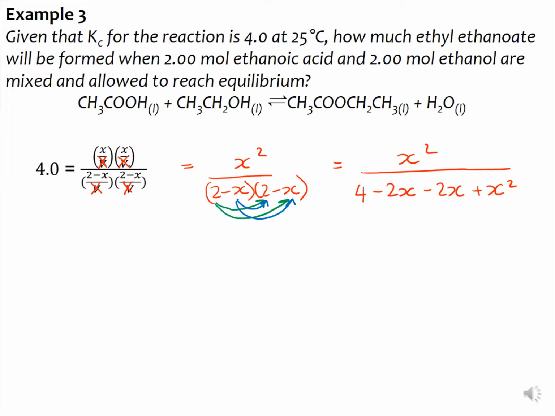Now, we can't cancel out the x squareds on the top and on the bottom, because this is a plus x squared on the bottom of this equation. It's not a times x squared, so we can't cancel those out. What we have though is an expression that is x squared on the top, and then on the bottom we have 4 minus 4x, because we have minus 2x twice, plus x squared.